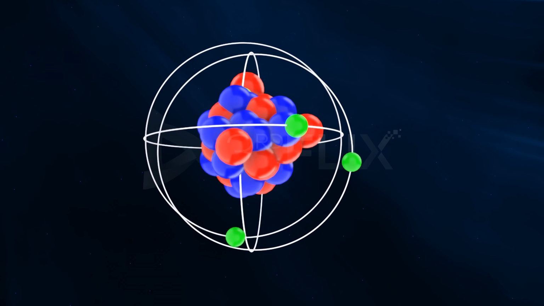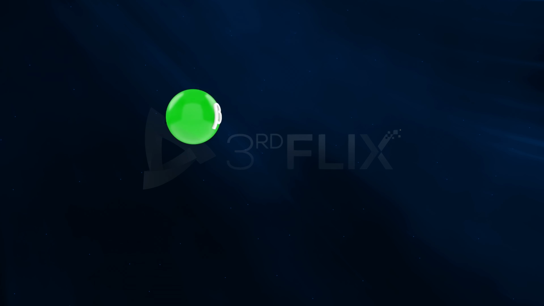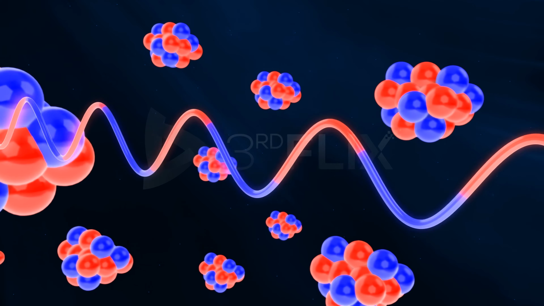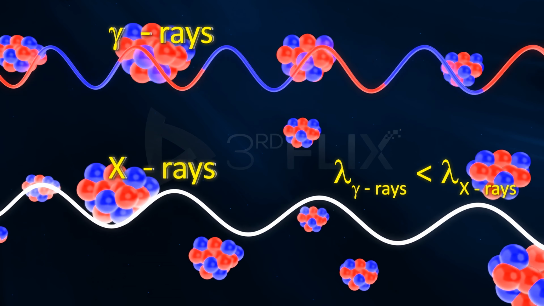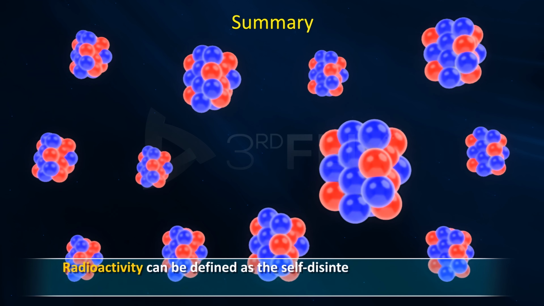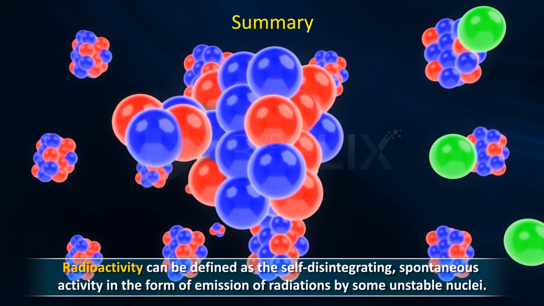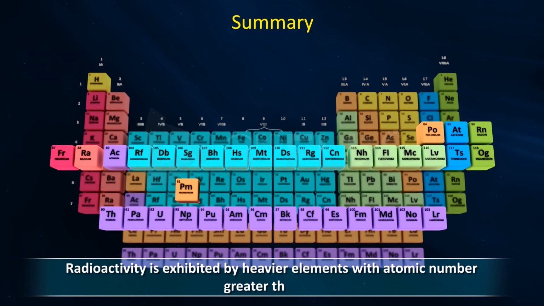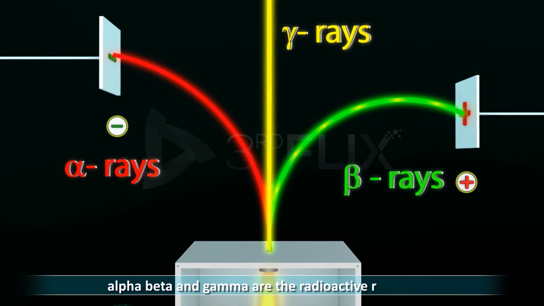A beta particle is an electron. It originates in the nucleus and moves very fast. The mass and charge of a beta particle is equivalent to the mass and charge of an electron. Gamma rays are electromagnetic radiations. Their wavelengths are shorter than those of X-rays. Let's summarize. Radioactivity can be defined as the self-disintegrating, spontaneous activity in the form of radiations emitted by some unstable nuclei. Radioactivity is exhibited by heavier elements with atomic number greater than 83. Alpha, beta, and gamma are radioactive radiations.